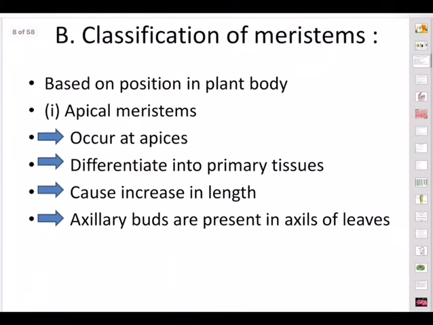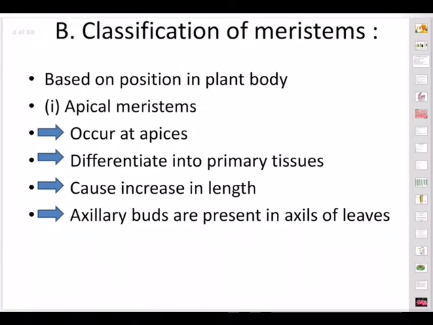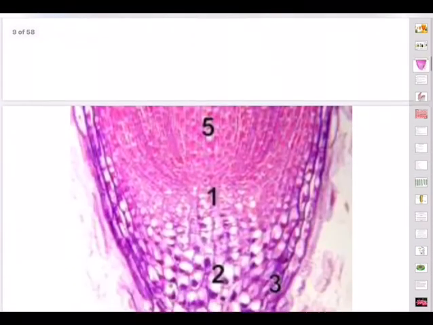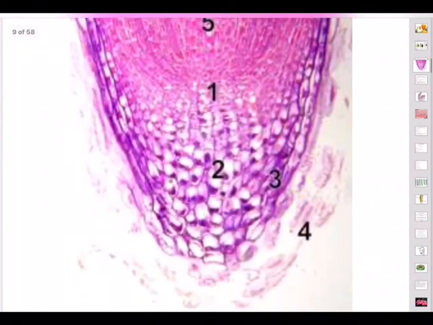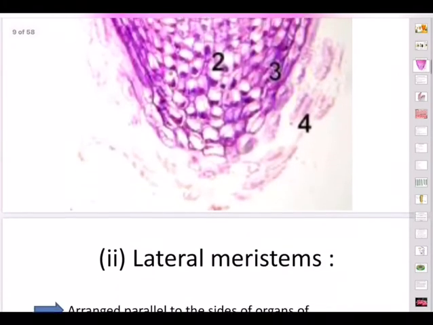And as I said, meristematic tissue is divided based on the position. First apical meristematic tissue is present in the apex, that is tip of the root, tip of the stem, tip of the leaf, like that. So it occurs in all the apexes and it causes mainly increase in length. That's responsible. Axillary buds are present in axils of leaves. Look at this again, meristematic tissue continuously dividing and forming new cells.